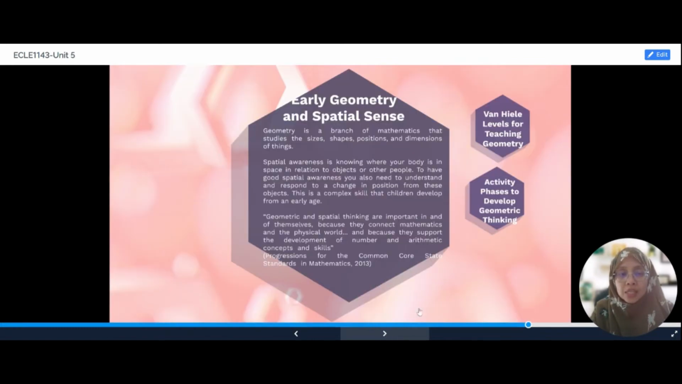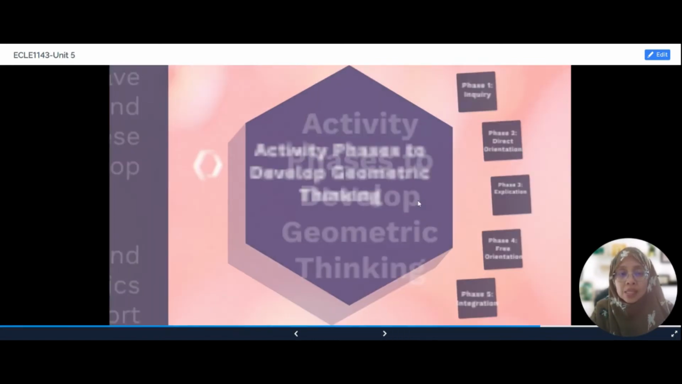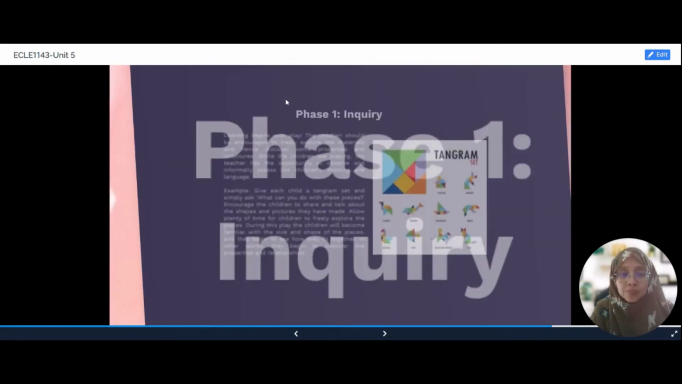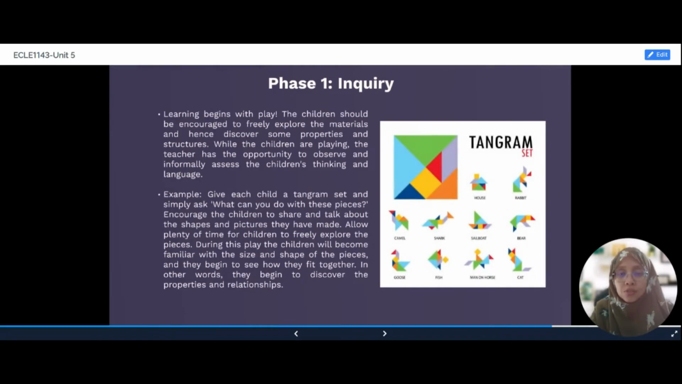So let us take a look at the activities yang kita boleh lakukan to develop geometric thinking in the preschoolers. Alright, so for the first one, inquiry. Well, we can start with play. Definitely children love to play, so encourage them to freely explore the materials and hence discover some properties and structures. So dekat sini saya ada tunjukkan contoh tangram set, ya.